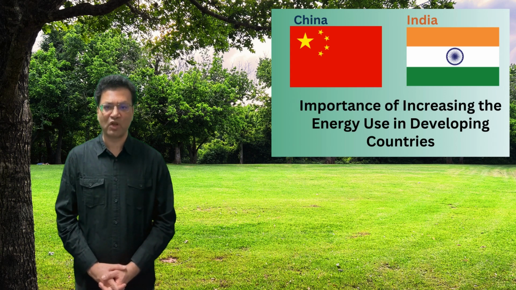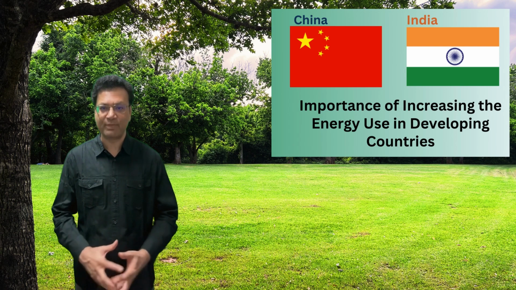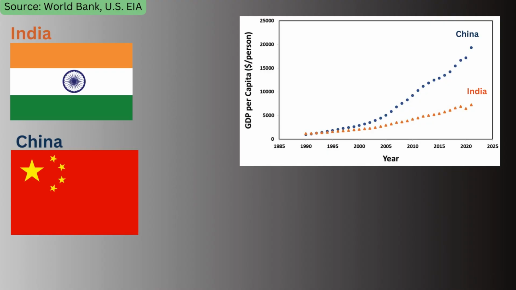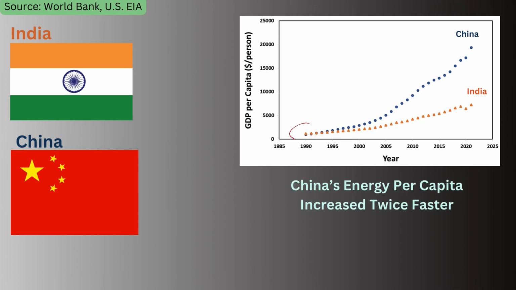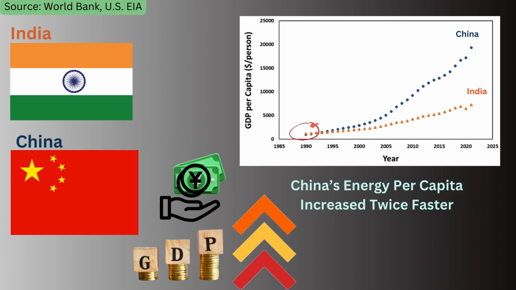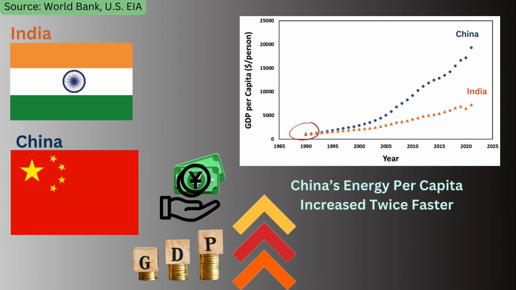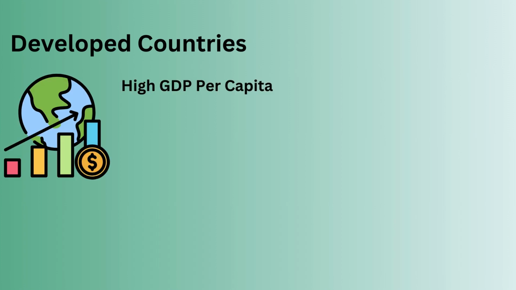The case of China and India is useful to discuss the importance of increasing the energy use in the developing countries. Both India and China had a similar GDP per capita in the year 1990. China increased its energy use per capita almost twice as fast as India since 1990. This increase in energy use resulted in a massive economic benefit for China. Specifically, China's GDP per capita increased far more rapidly compared to India because of its markedly higher increase in energy use. Developed countries have a high GDP per capita because of their high energy use.